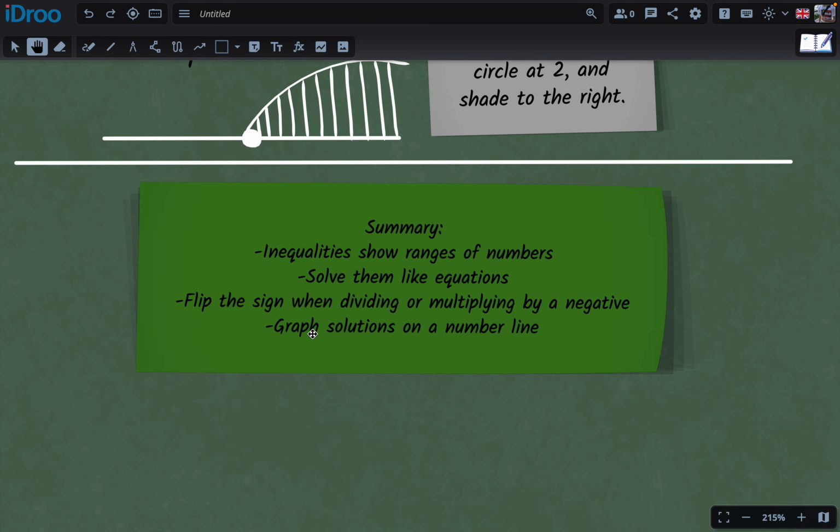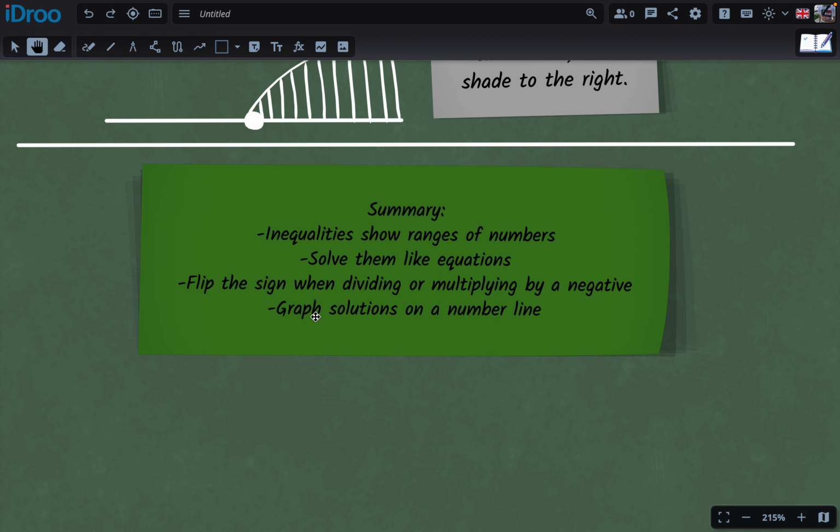So, summary. Let's review now. Inequalities show ranges of numbers. Solve them like equations and flip the sign when dividing or multiplying by a negative. Then graph solutions on a number line.